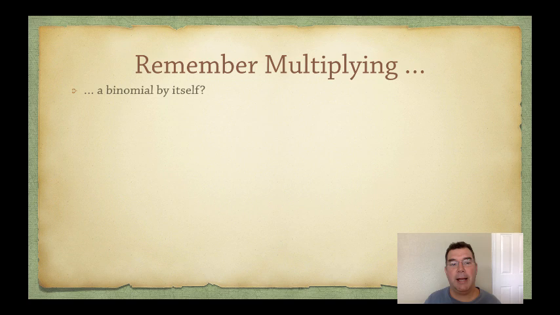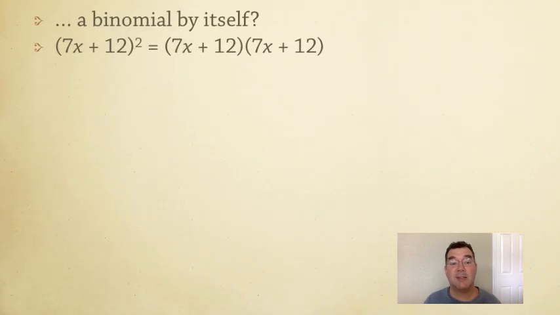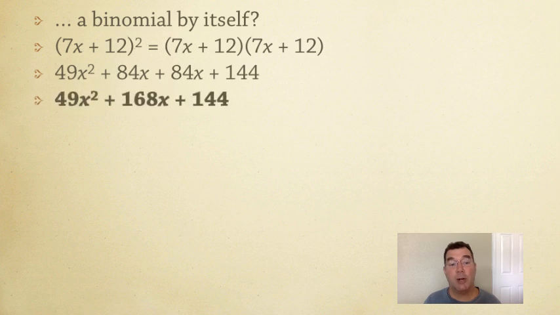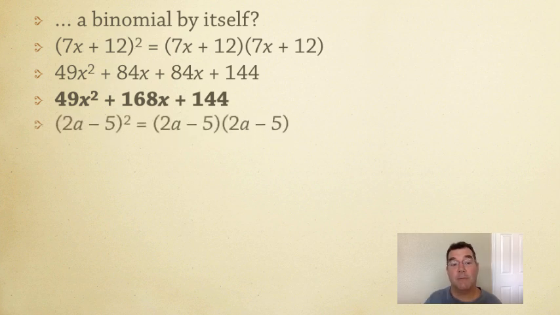Remember when we were multiplying a binomial by itself and what the answer looked like. If I had 7x plus 12 squared, that is actually 7x plus 12 times 7x plus 12 again. And when I multiply that, I get 49x squared plus 84x plus another 84x plus 144. So that simplifies to give 49x squared plus 168x plus 144.